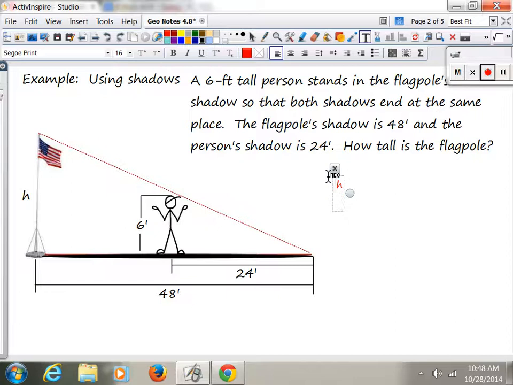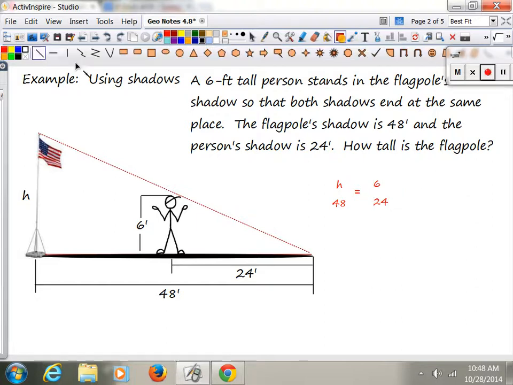So h over, now last time we did height over height, so that would be h over 6. Would it be okay if I did h over 48? If I did h over 48, what would I have to put for my other ratio? 6 over 24, and that would work. So you could put height over length, and you'd have to make sure your next one was also height over length. You just have to make sure they match up. So that would be h over 48 equals 6 over 24. Yes?